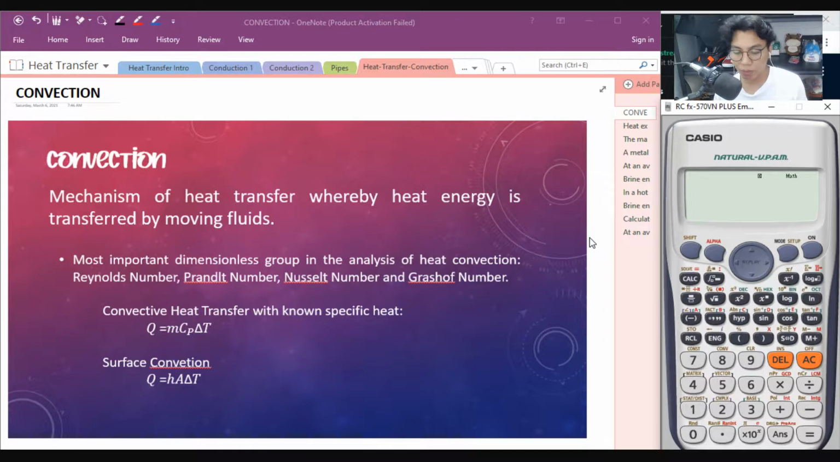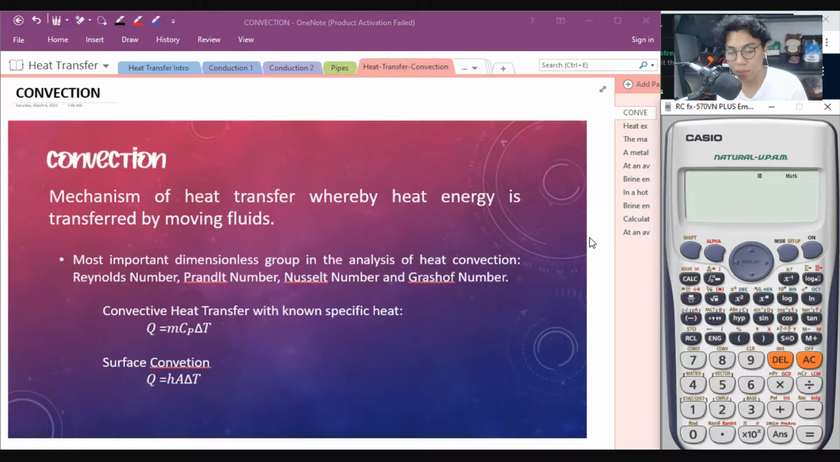So what is convection? Kung ang conduction is a transfer of heat from a single body, a hot body to another side, okay? From hot side to a cold body. So convection is a mechanism of heat transfer whereby heat energy is transferred by moving fluids. So meron kang heat exchange between moving fluids.